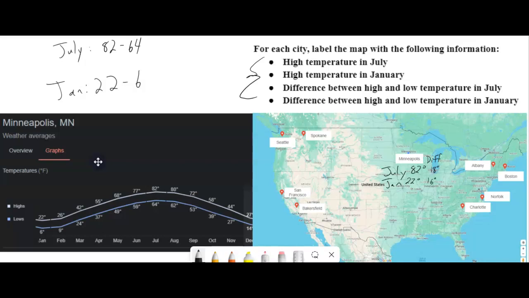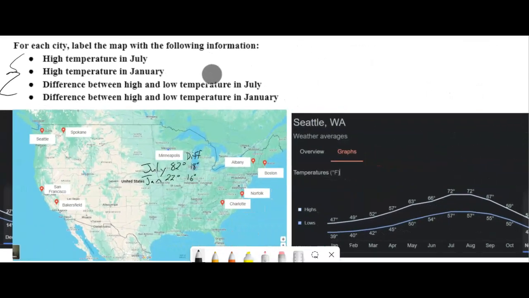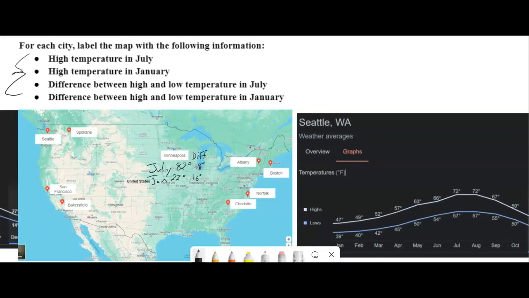Okay. And like I said, you can write smaller on your paper. I'm writing on my screen here with my stylus. Alright, let's swing over to Seattle. Now, when you have these cities that are kind of close to each other, pick an area where you're not going to overlap too much. So I'm going to go down here. July, January. Okay, for Seattle, in July, the high temperature is 72 degrees.